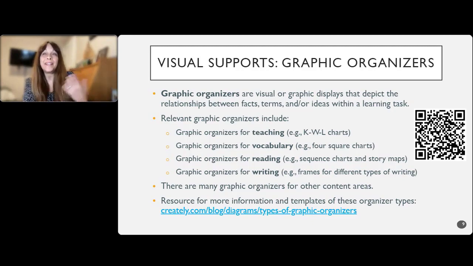Don't know if anyone had a chance, again, to access this website by just using your phone. But again, I invite you to check out the graphic organizers as a visual support for your students.